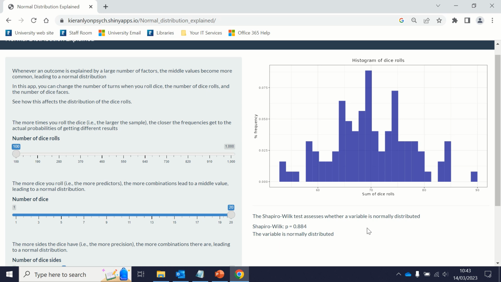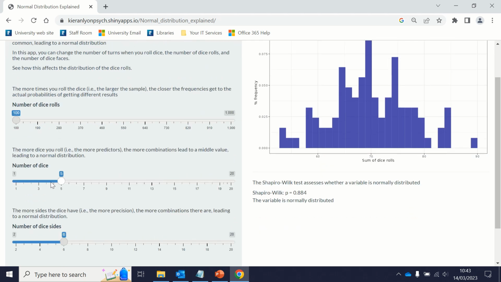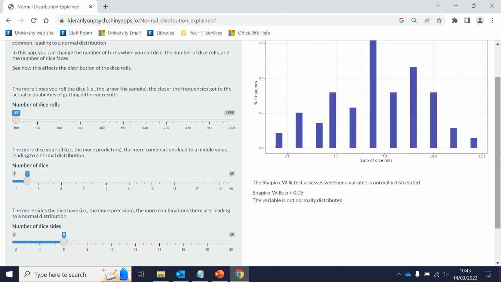So if a variable has a lot of predictors, it's going to be normally distributed. A lot of variables in psychology are normally distributed because they're just predicted by so many things: by genetics, by social factors, by behavioral factors, the physical environment. A lot of things in psychology are predicted by huge numbers of things, and therefore they tend to be normally distributed.